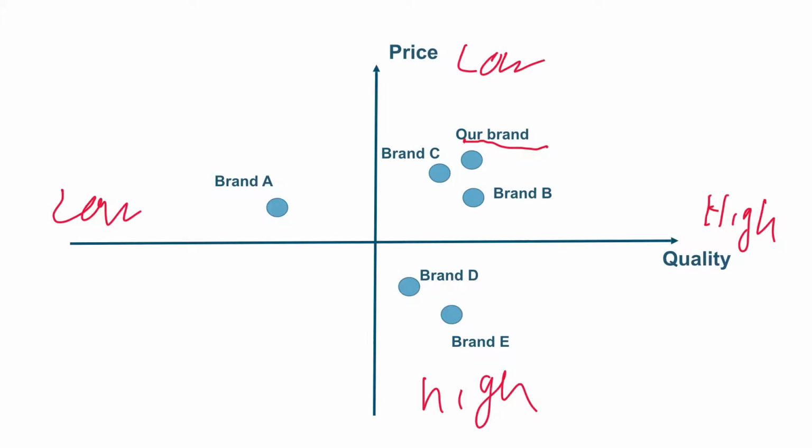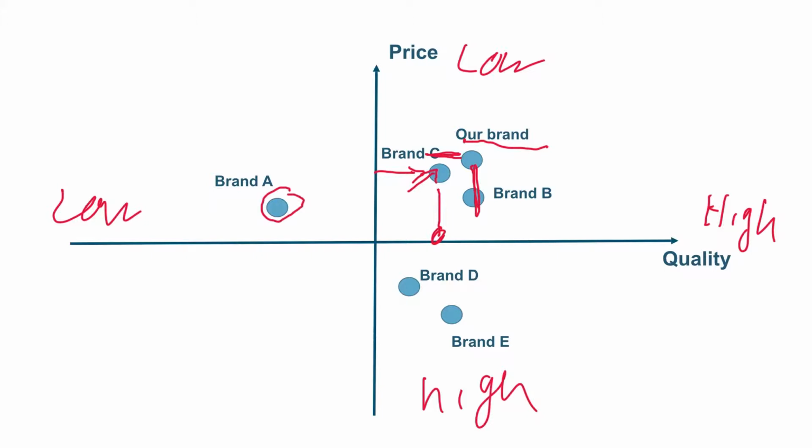So here, based on the perceptual map, we can see that we are the same as brand B when it comes to quality, but we are actually better on price compared to brand B. So based on this perceptual map, our brand has a competitive advantage over brand B. On the other hand, brand C is actually cheaper than my brand, but it's also lower quality. So then the question is, will my target market be willing to compromise on quality if it means that they're paying a lower price?